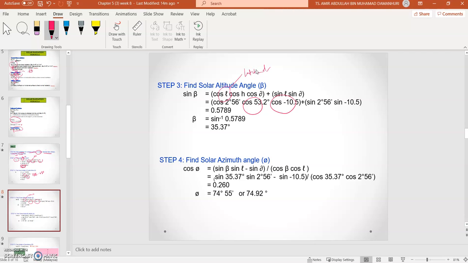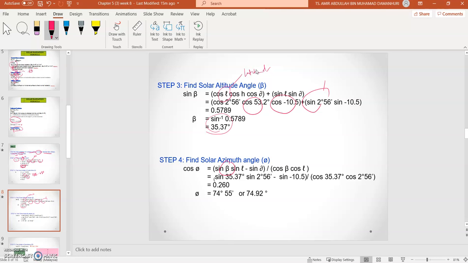Declination of degree of alpha is minus 10.5 plus sine. This is the L, and then this is the alpha. Alright, so you get the beta, shift sine the beta, and then you get 35.37 degree. So next one, you have to find the solar azimuth angle.